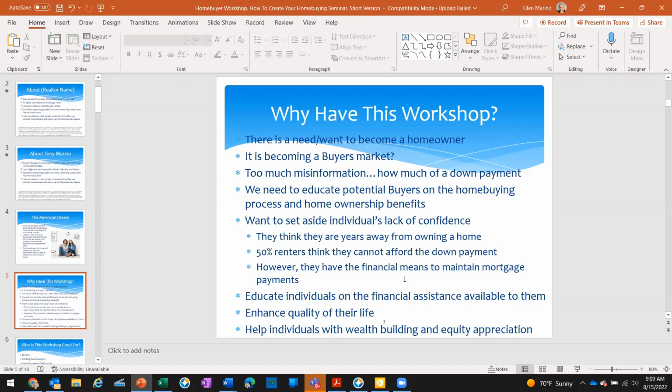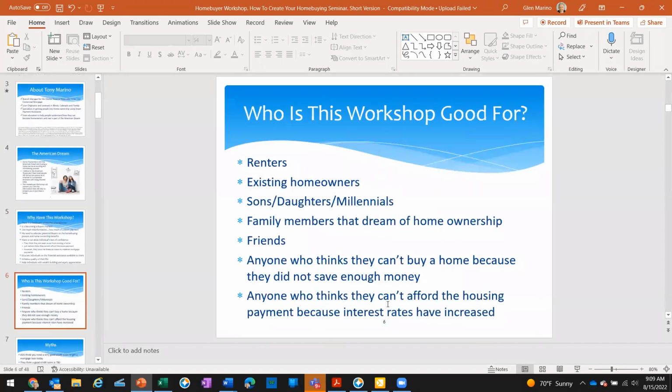Homeowners have 45% greater net worth than those that are renters. That would obviously improve the quality of their life. They'd have their own backyard. It does improve the quality of their life. And we can help individuals with wealth building and equity appreciation. I don't know of anybody who has amassed any significant net worth who didn't have real estate in their portfolio.